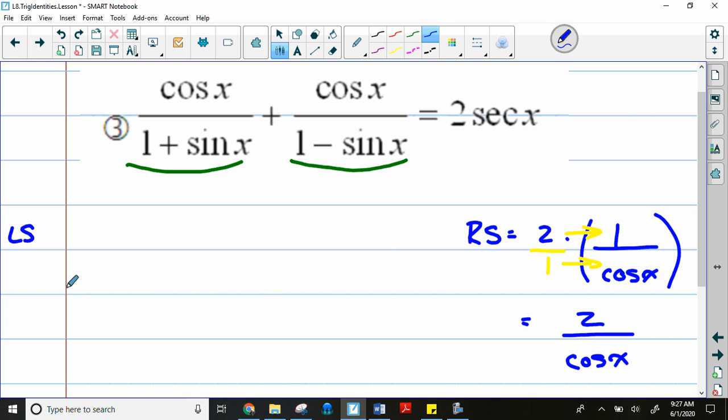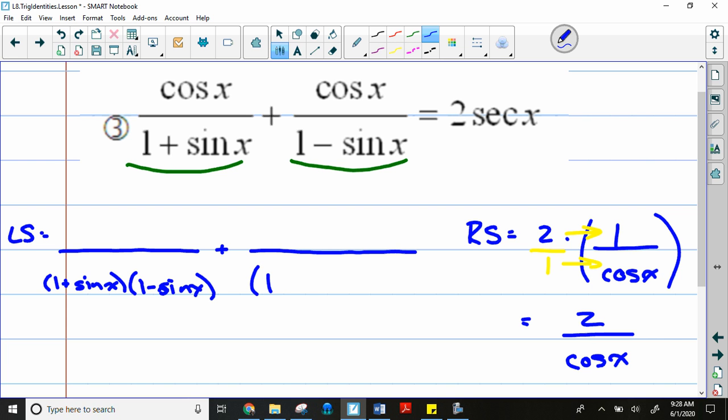So we need to create a common denominator here of 1 plus sine x, 1 minus sine x. 1 plus sine x, 1 minus sine x. And then 1 plus sine x, 1 minus sine x. So we've done this. Obviously not this question, but in the numerator, cos was already up here, and what was the part that is new to the denominator? This one. So we have to multiply that in the numerator as well.